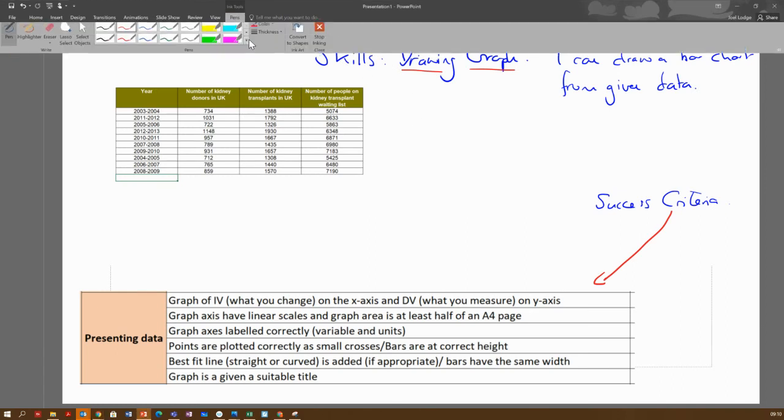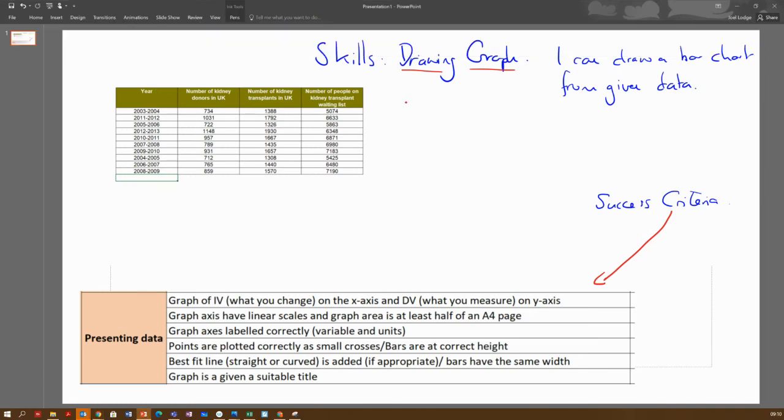Okay, so little tutorial on how to draw graphs today. On my screen you should be able to see the data that we're going to work on. And this is all about transplants, isn't it? We're looking at data with a number of years here. We've also got data showing the number of kidney donors in the UK, the number of transplants in the UK, and also data on the number of people on the kidney transplant waiting list. And we're going to draw a graph on one of these.